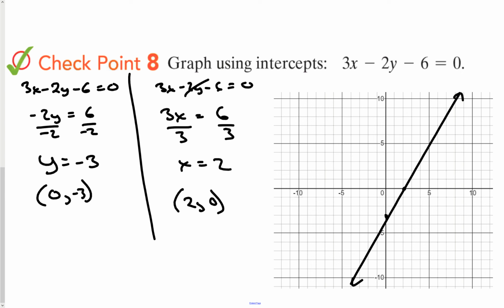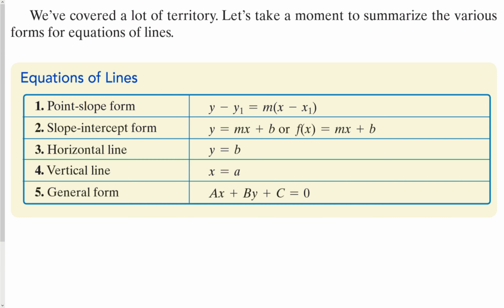So again, if you want to graph these equations using the intercepts, this is a method, right? Finding the intercepts, connect the dots. If you want to use slope-intercept form, you can use that as well. If you want to use point-slope form, that's a technique as well.